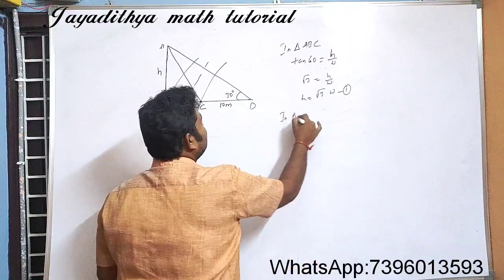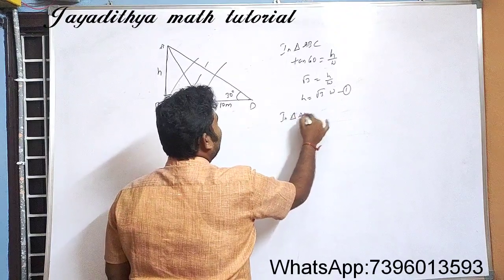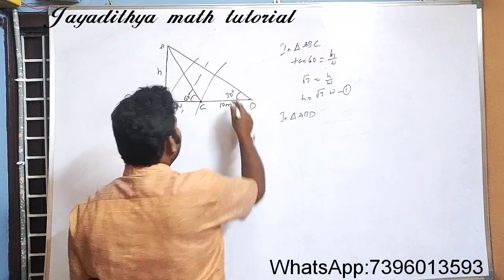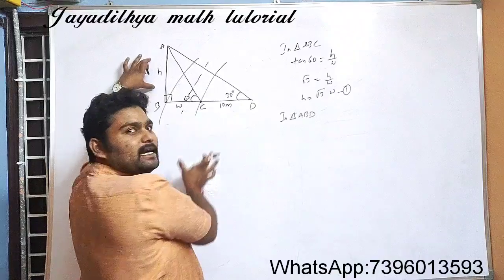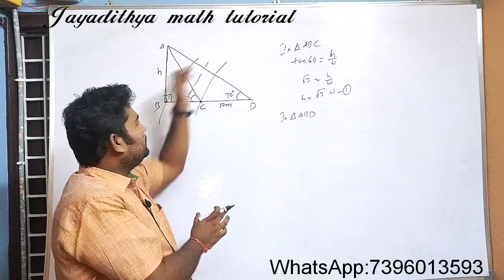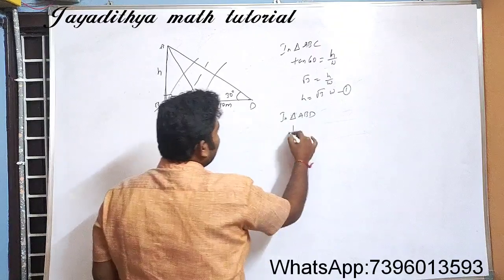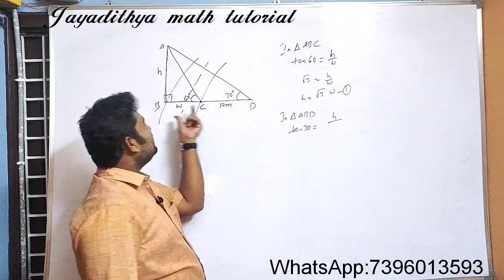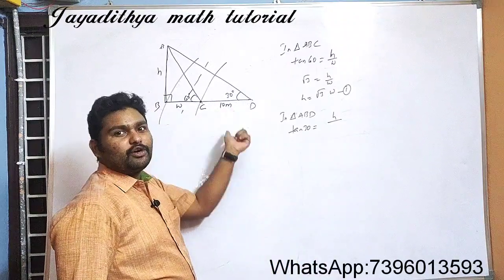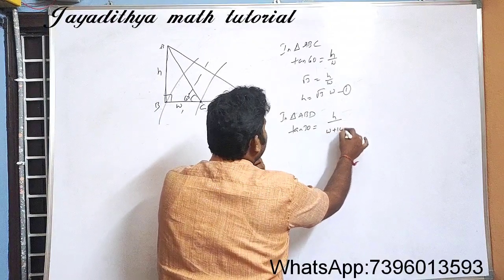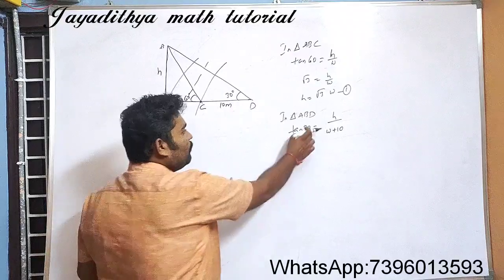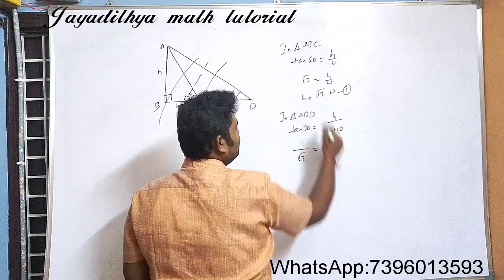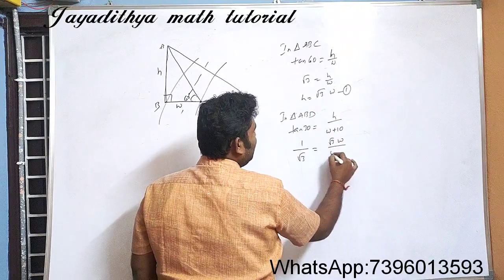Next go for another triangle, that is triangle ABD. Again see here, opposite side is there and adjacent side is there. Now there is no need for the hypotenuse. So take again tan here. So tan 30 will be equal to H, the opposite side, by what will be the adjacent side here? That is width of the road plus 10. So take here W plus 10. What is tan 30? That is 1 by root 3 equals H by W plus 10.